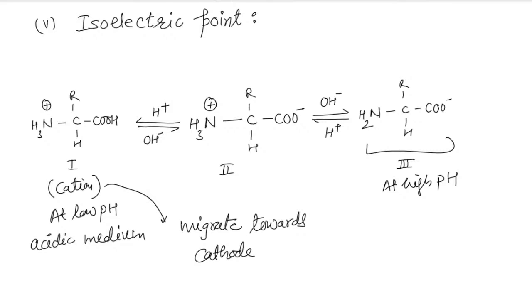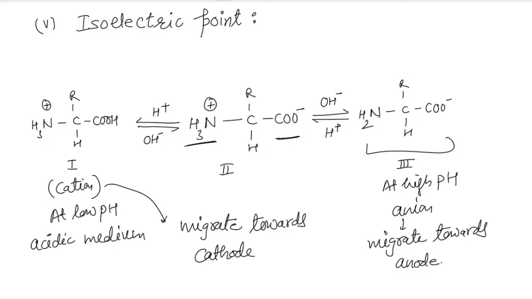And at some intermediate value of pH, the concentration of the cationic form and anionic form will become equal, and therefore the alpha amino acid will exist primarily as a neutral dipolar ion. Now, at high pH, meaning in basic medium, what happens? At high pH in basic medium it exists as an anion, so it migrates towards the anode, right.